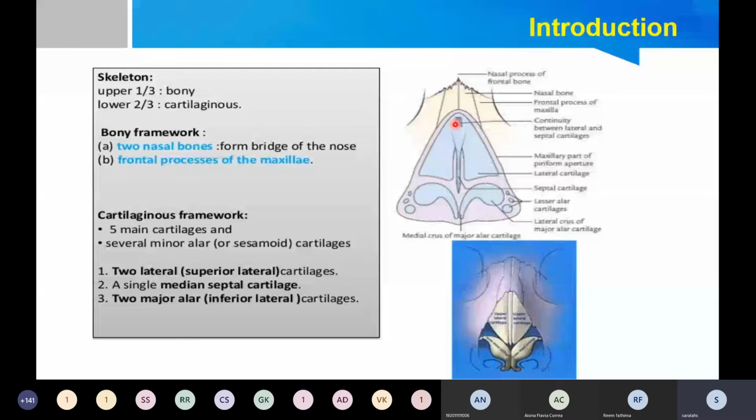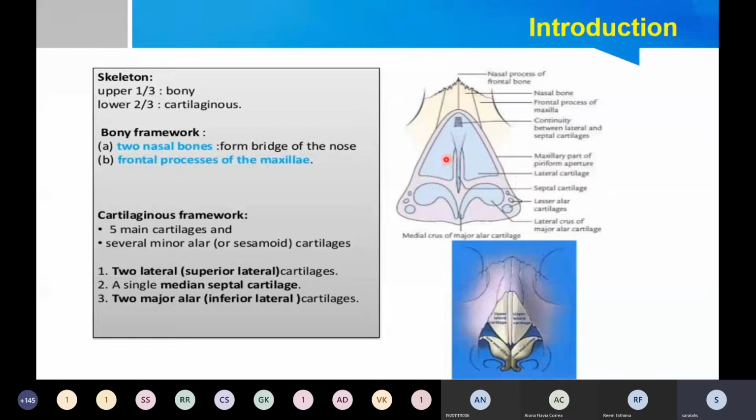The middle one is called the nasal bridge. Both the nasal bones unite to form the nasal bridge, along with the frontal process of the maxilla. If you observe here, this is the frontal process of the maxilla and these are the two nasal bones. They unite in the midline to form the nasal bridge, contributed by the frontal process of the maxilla on either side. And this entire bluish structure, the lower 2/3, is the cartilaginous part of the external nose.